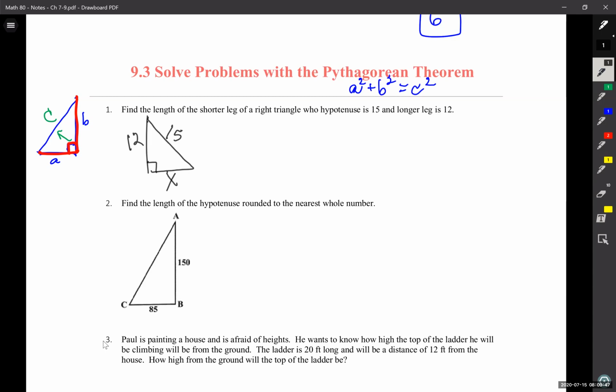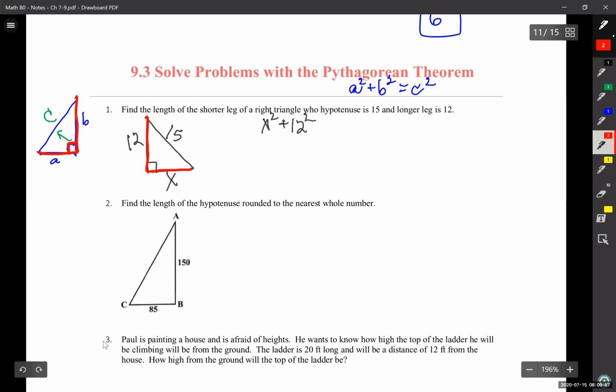So I'm going to say x squared plus 12 squared, because those are the two legs of my right triangle, equals 15 squared, because 15 is the hypotenuse of my right triangle. It's opposite the right angle. And it also told us in the problem the hypotenuse is 15, so that made it easier to not have to guess.